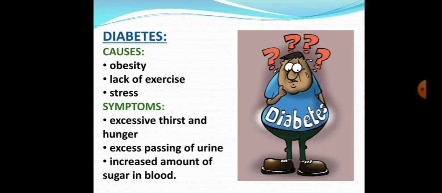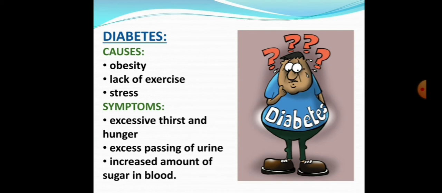Now, the next disease, diabetes. Causes of diabetes: first cause is obesity. If the person is suffering with obesity, that person has very high chances of getting diabetes. Then lack of exercise. Obviously, if a person is suffering with obesity and is not doing any exercise, it will give rise to other diseases also. So it can be a cause of diabetes. Then the next cause is stress. Obesity, lack of exercise, and with that the person is taking a lot of stress, it will be a cause of diabetes.